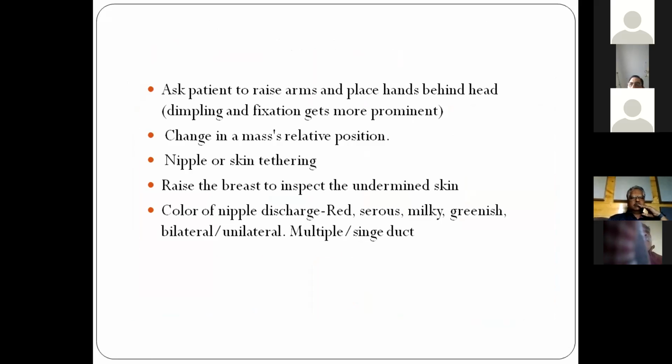These are a few important findings on inspection which you need to look into. Why arms, different positions of the breast, even on inspection? Sometimes the dimpling and puckering or nipple retraction is not so prominent when you're examining a patient with the arms by the side, but when you ask the patient to move arms overhead, you can see that nipple retraction, dimpling, all these changes become quite prominent.